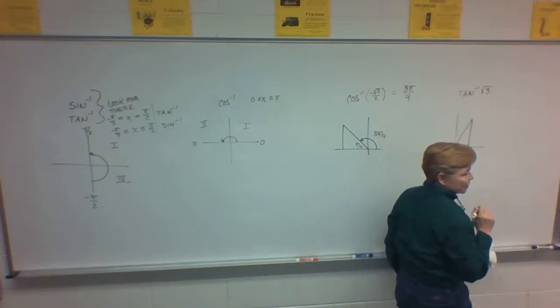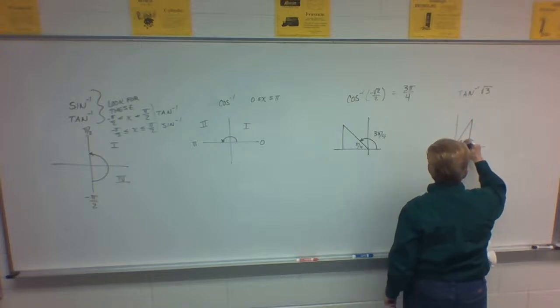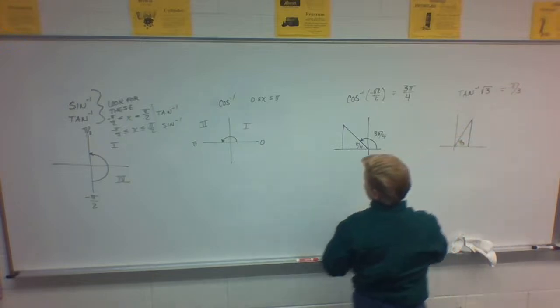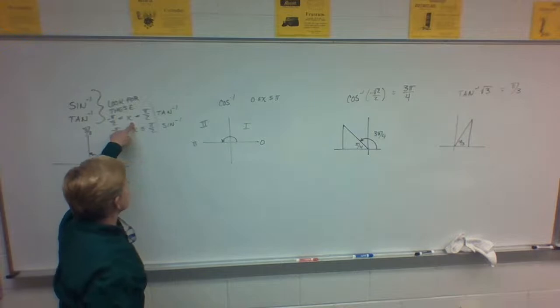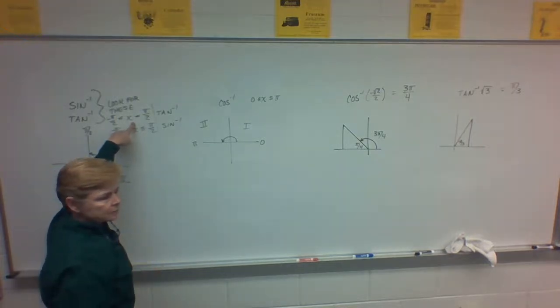Root 3 is greater than 1, 1.7 something. So the angle would be pi thirds. That is the answer to this. And pi thirds fits into this range of values for tangent. It fits between negative pi halves and pi halves. So it's the correct value.